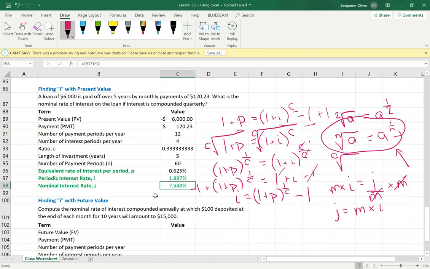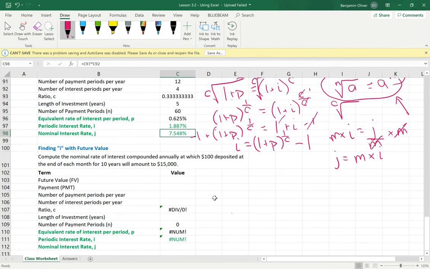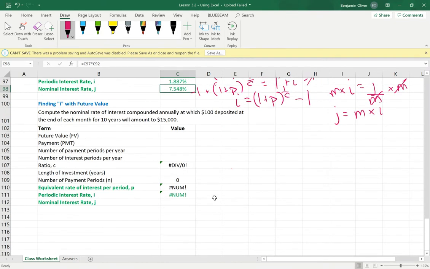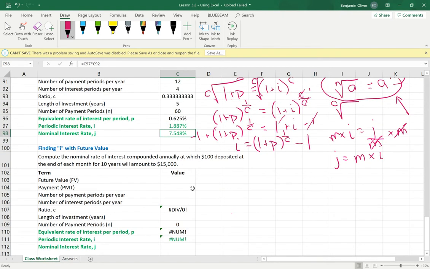Okay, so again, I've inputted those formulas in. I encourage you to walk through your questions in Excel, actually looking at this to see if you can get a better understanding. So our last example is to find i knowing the future value. Okay, so compute the nominal rate of interest compounded annually, at which $100 deposited at the end of each month for 10 years will amount to $15,000.